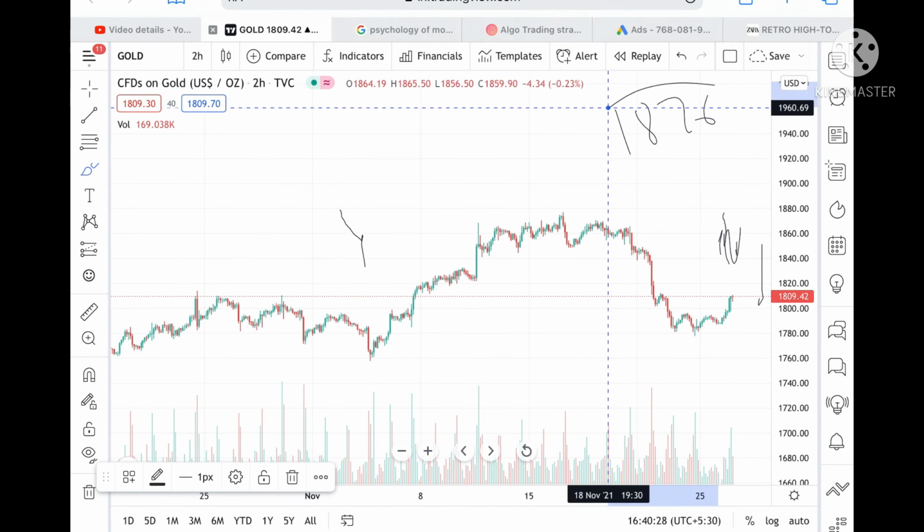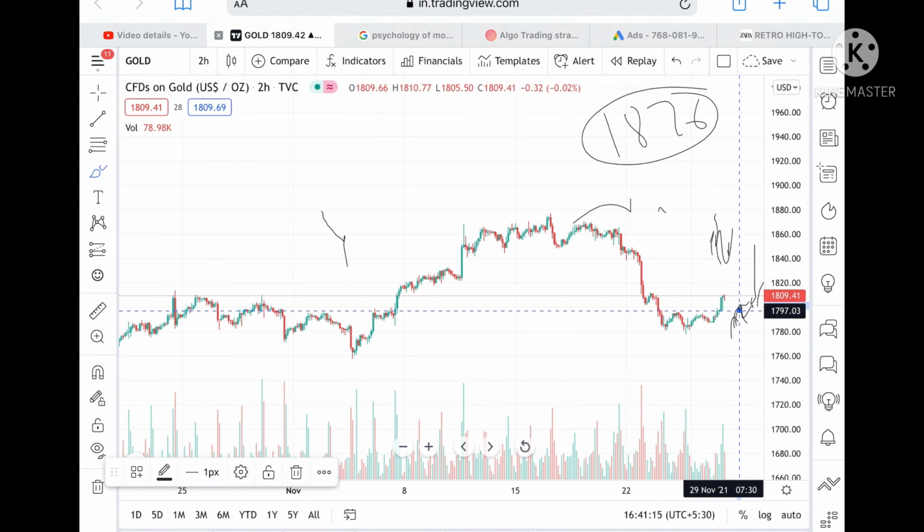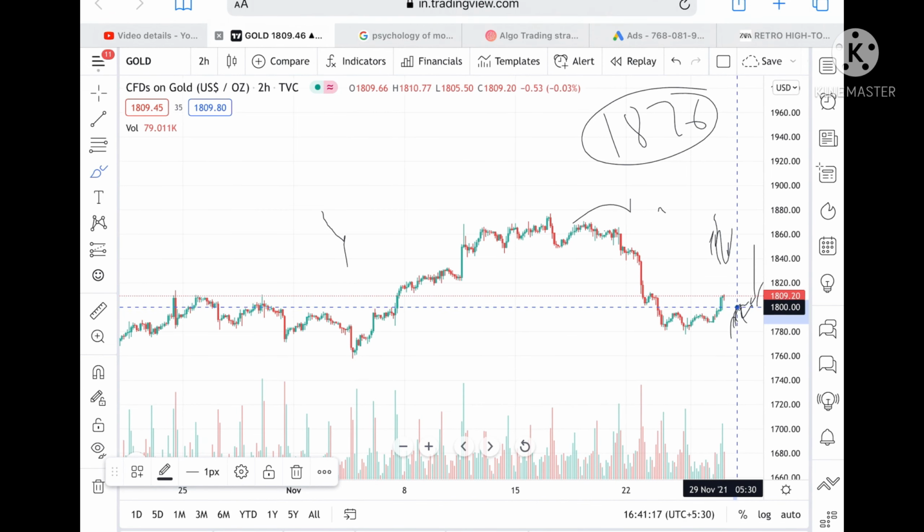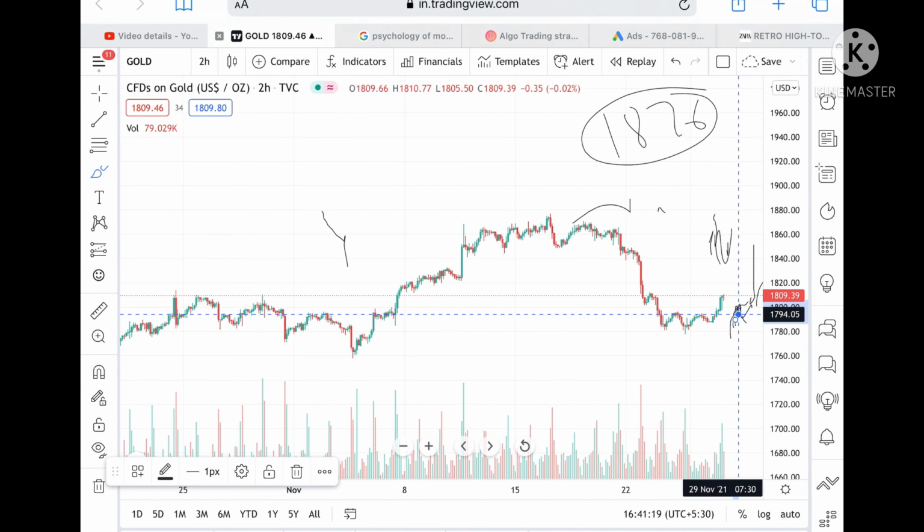didn't sustain this level, then chances are high we can see a level of 1805. Okay, so if the price goes below a level of 1804, then we can see it can go and touch a level of 1797, and if the price goes below this level, then we can see a level of 1794. Okay, once this level is crossed downside, then we can see it can go and touch a level of 1787.